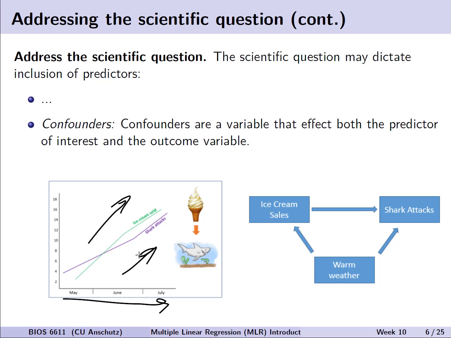So it would appear that if we could just decrease the sale of ice cream, we might decrease the incidence of shark attacks. Well, in fact, this represents a confounder where the warm weather, which increases from May to June to July, affects both ice cream sales and shark attacks. And so we'll discuss this again in greater detail in a future lecture, but it's another reason we may wish to include a variable in a multiple linear regression model.